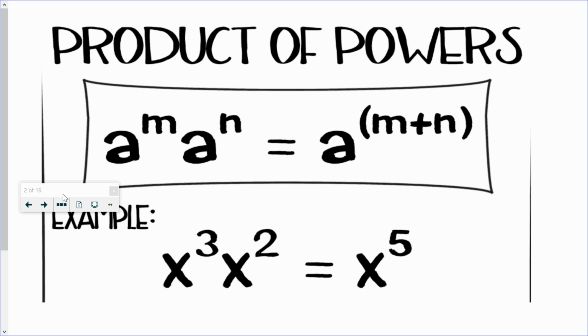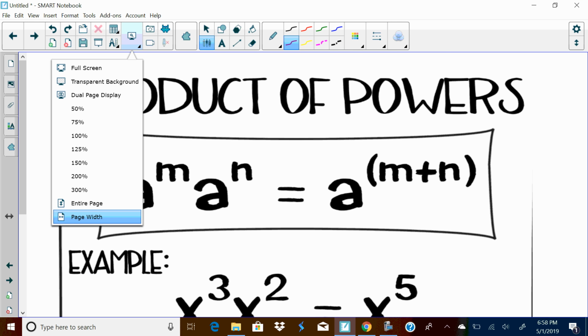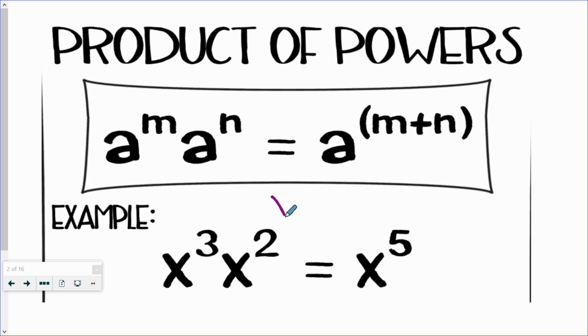So the first property is the product of powers. The product of powers is saying that if I multiply a to the m times a to the n, it's equal to a to the m plus n. So I add their powers together. An example is x to the third, x to the second. What I'm really doing is x to the 3 plus 2, which equals x to the 5.